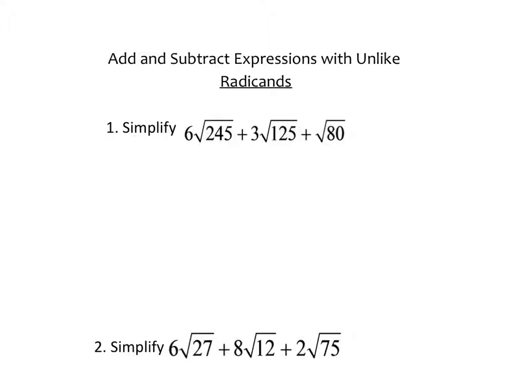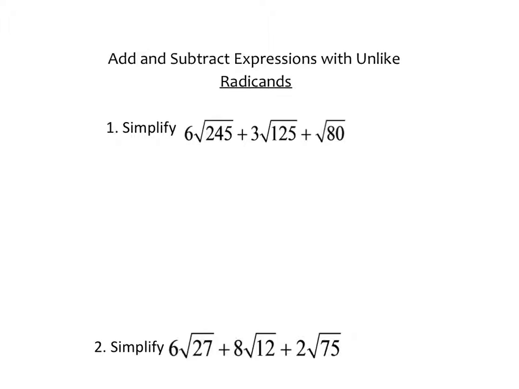Now we are going to look at adding and subtracting expressions with unlike radicands. So we are not going to see the same numbers under the radical here. But we should be thinking that if we can simplify these terms or these radicals, they might perhaps turn into radicals that are like each other, so turn into like radicands. Not all the time, but many times they will.